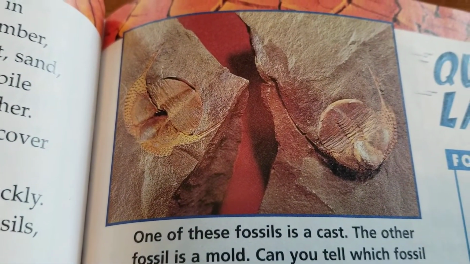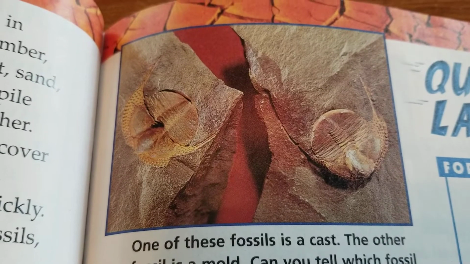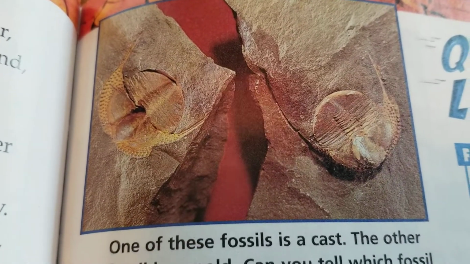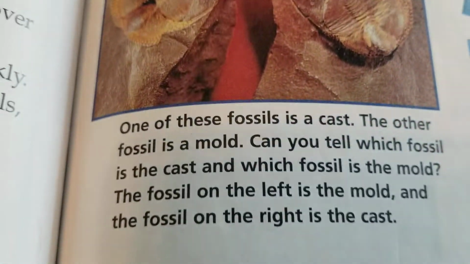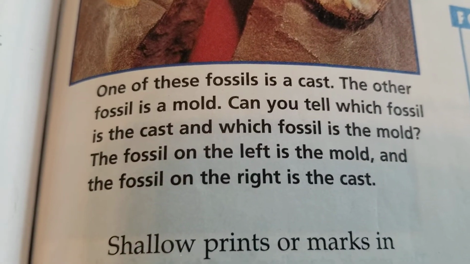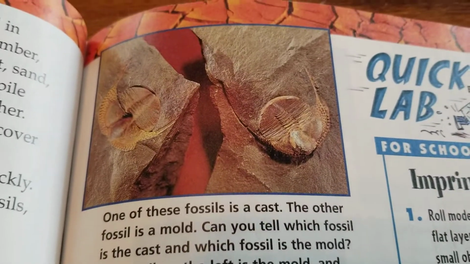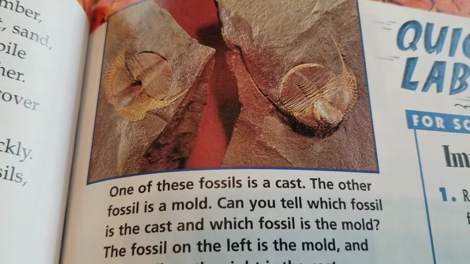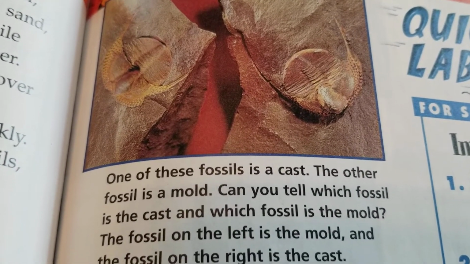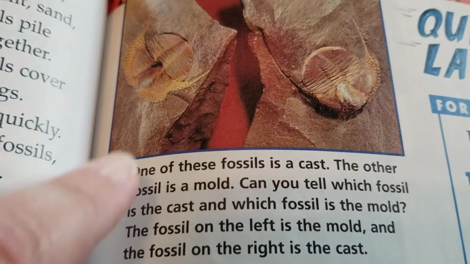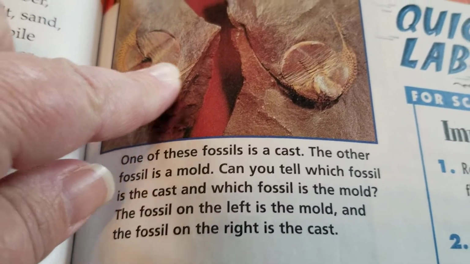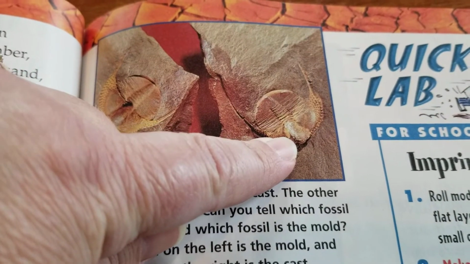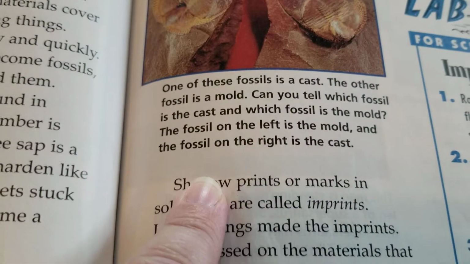Look at those. I have some of these in my box, some things very similar. We don't see things like that anymore, do we, running around or swimming around? One of these fossils is a cast. The other fossil is a mold. Can you tell which fossil is the cast and which fossil is the mold? The fossil on the left is the mold, and the fossil on the right is a cast. I think we're going to read about what those are in just a sec here.